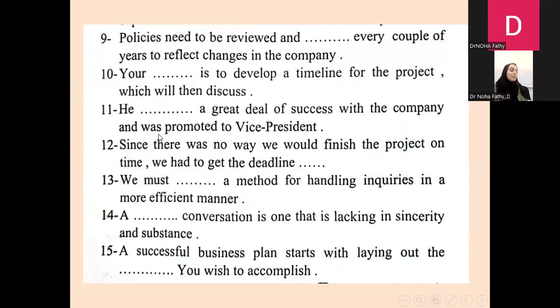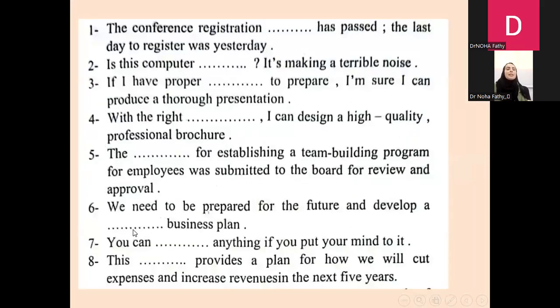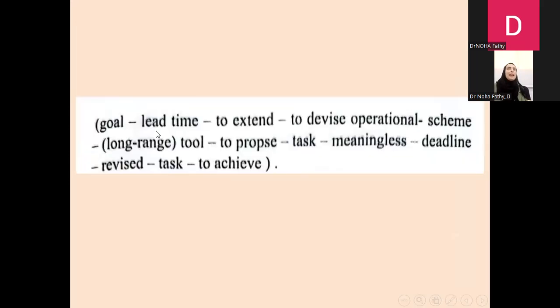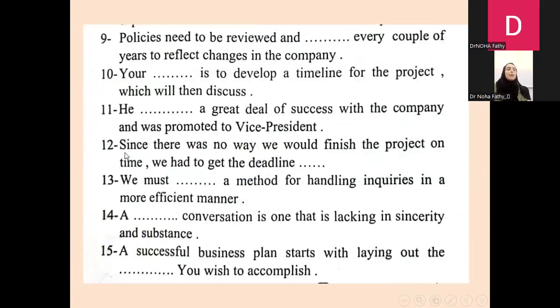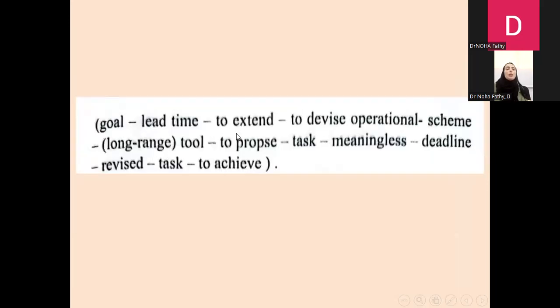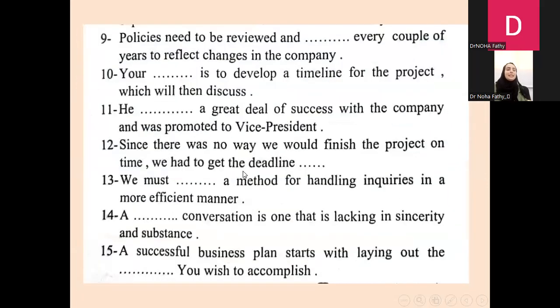Number 10: task. Number 11: He faced a great deal of success with the company and was promoted to vice president. He achieved. Number 12: Since there was no way we would finish the project on time, we had to get the deadline extended. To extend, here I use the word extended.